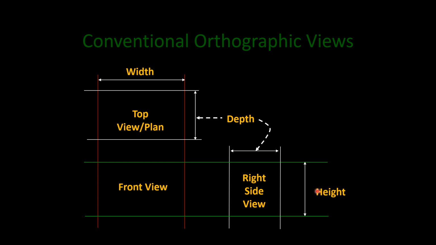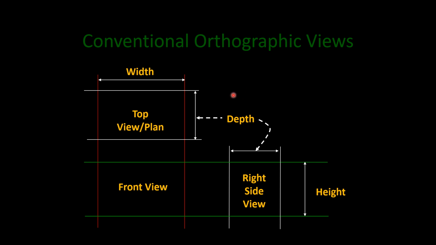Because the other 3 principal views are mirror images and do not add to our knowledge about the object, therefore the conventional orthographic views, which are the top, front, and right side view, are mostly used by us.